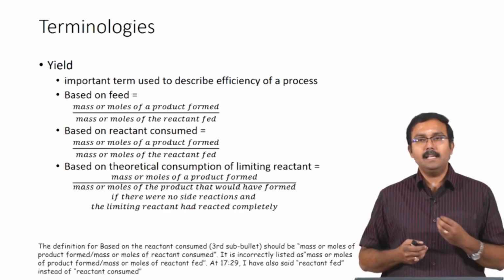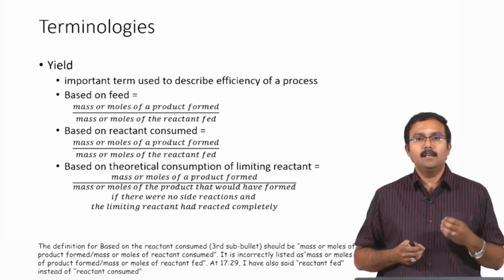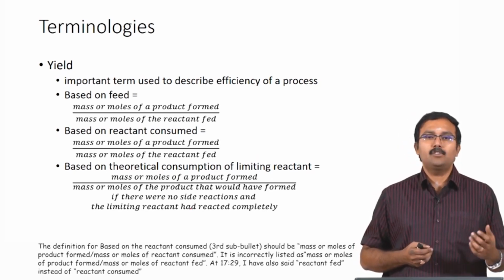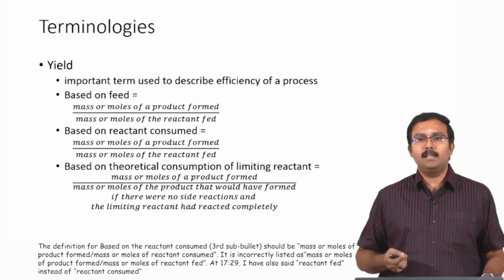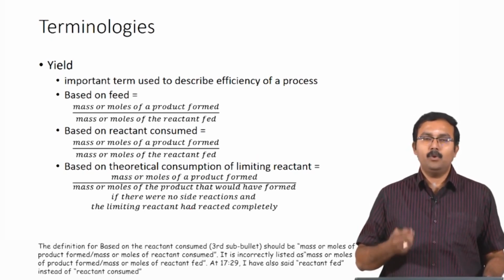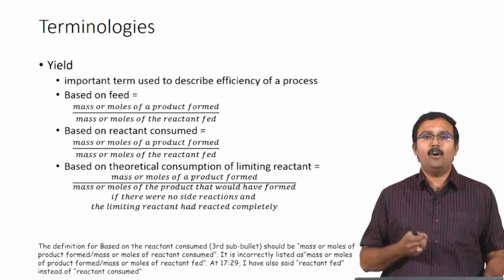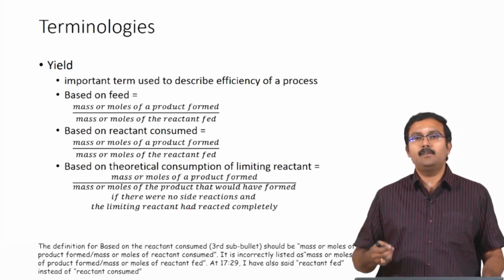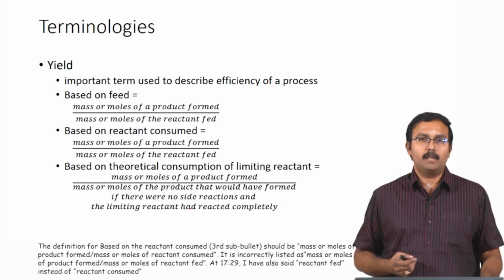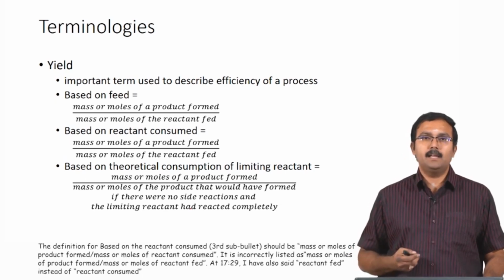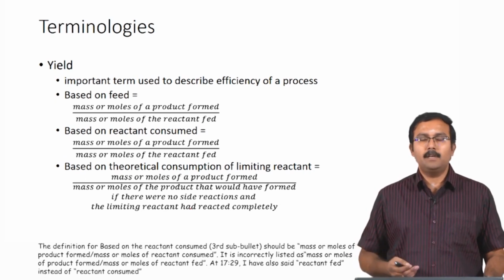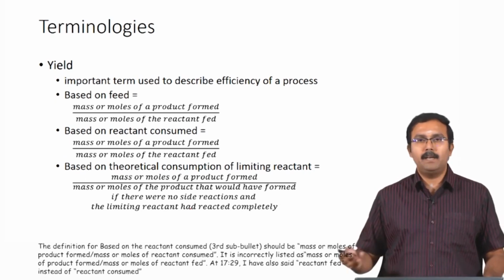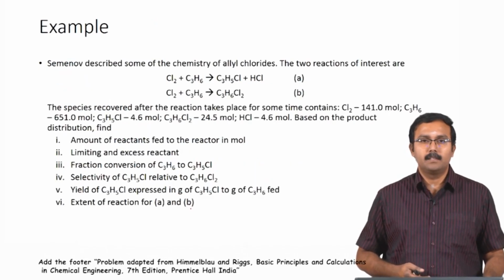And based on the theoretical consumption of limiting reactant, we can define yield as mass or moles of product formed to the mass or moles of product that would have formed if no side reactions happened and all the limiting reactant reacted completely to form the product. So, these are three different ways yield can be defined, and we will look at using these terminologies appropriately while we perform material balance calculations.